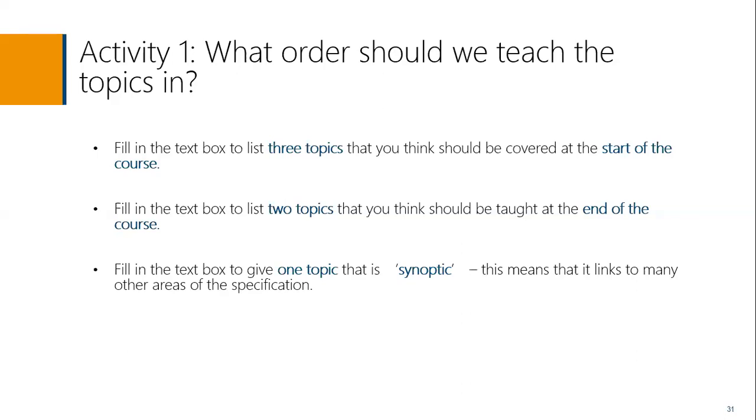So we're now going to think about what order we should teach the topics in. I would like you to go to the chat box and list 3 topics that you think should be covered at the start of the course, 2 topics that you think should be taught at the end of the course, and then give 1 topic that is synoptic, which means it links to many other areas of the specification.